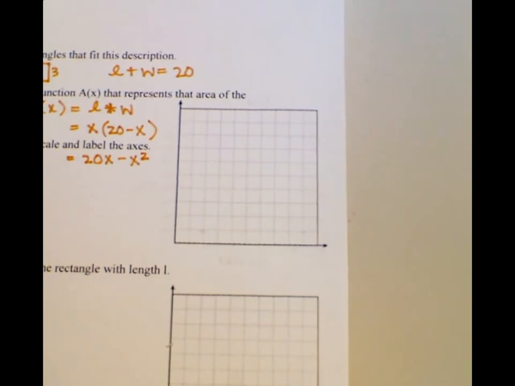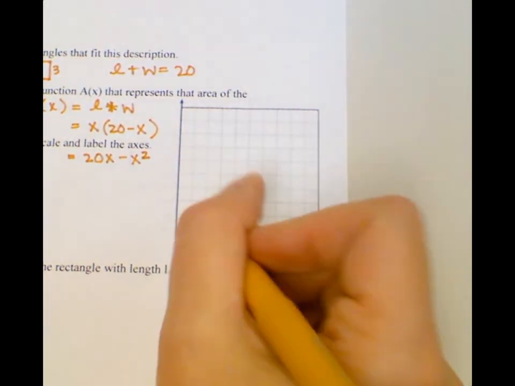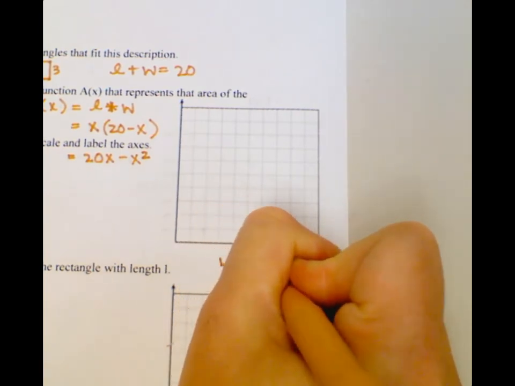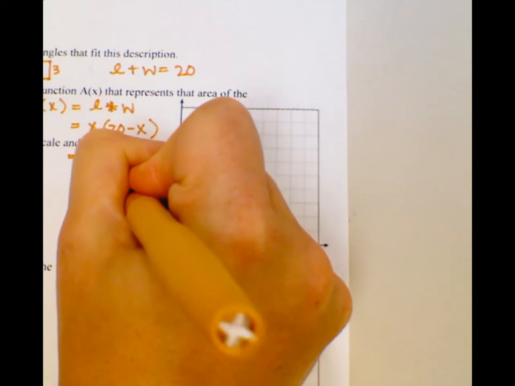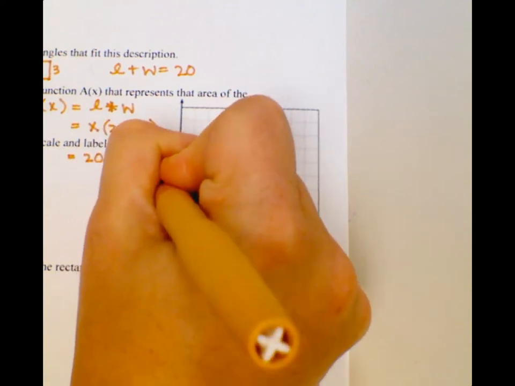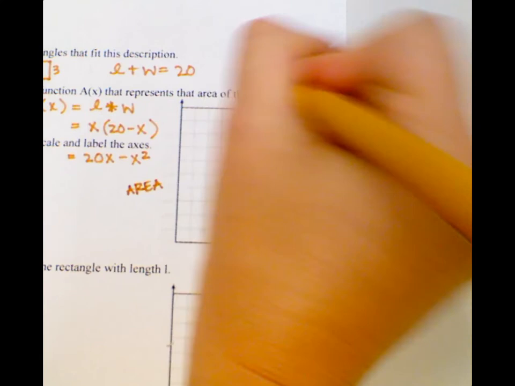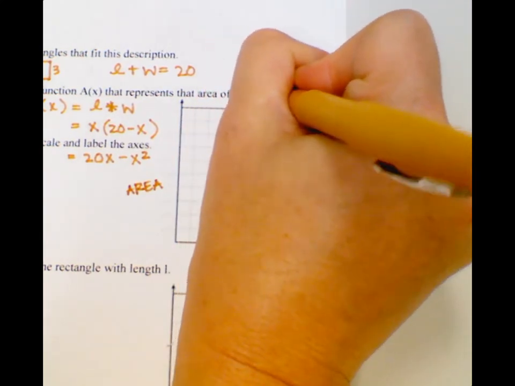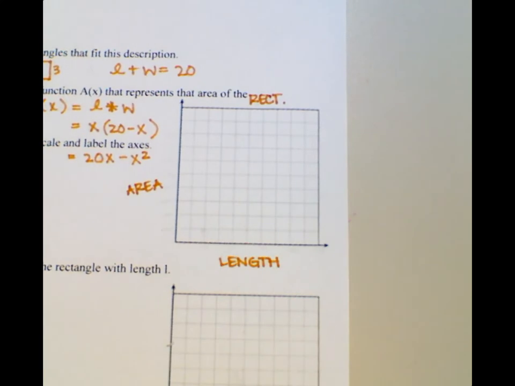I'm going to move my graph over so you can actually see. We got to label our axes first. So the x does represent the length. Again, it told you that in the problem. The y is representing the area. And I'm just going to call our guy, title, I'm just going to call him rectangle. Okay? So we always want to make sure that we're labeling everything.